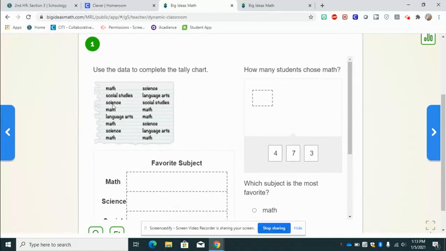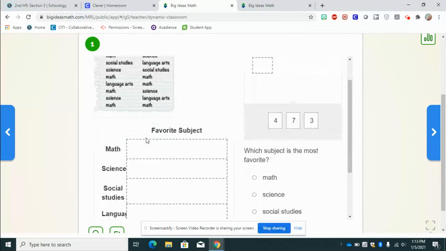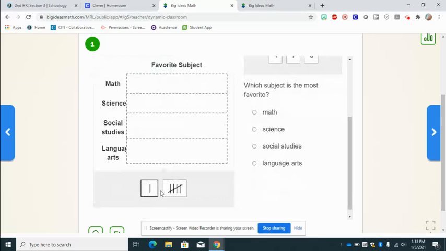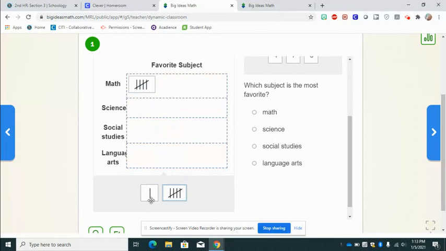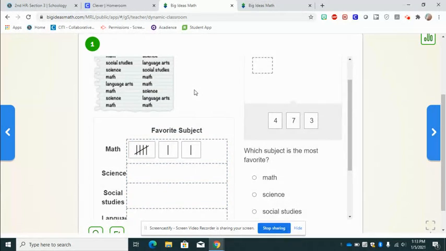marks. So there's 1, 2, 3, 4, 5, 6, 7 students that chose math. So I know that 7 is more than 5, so I'm going to go ahead and put 5 tally marks up. So that's 5, and then I'm going to add 6, 7. Okay, now we're going to count our science.